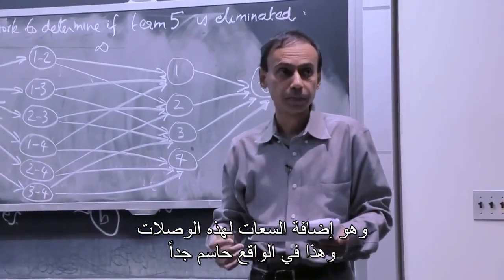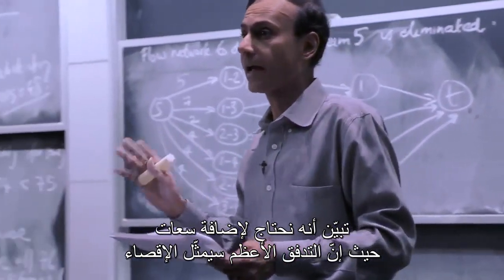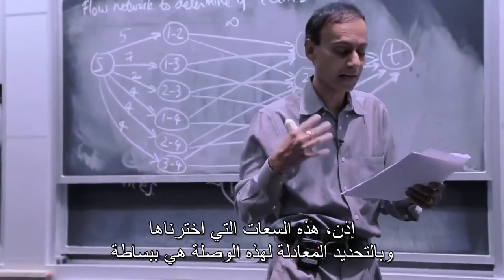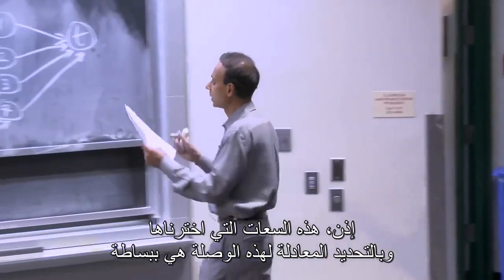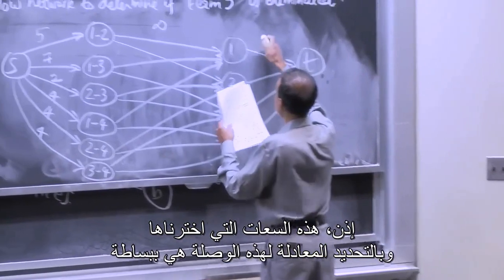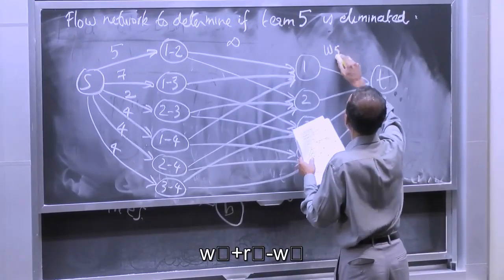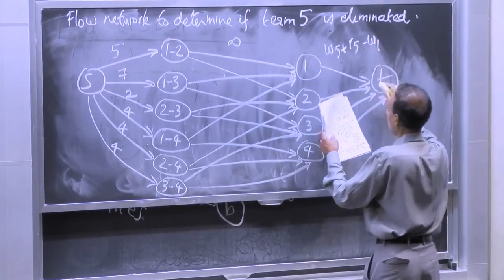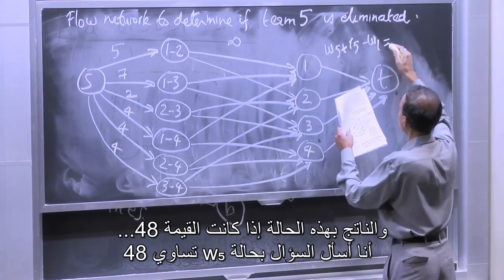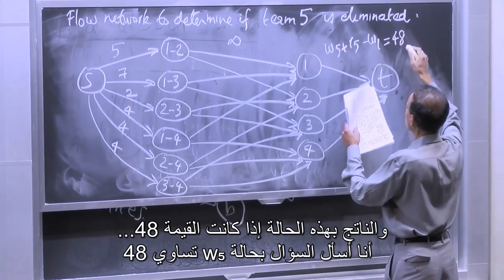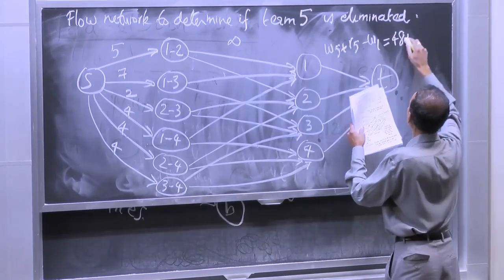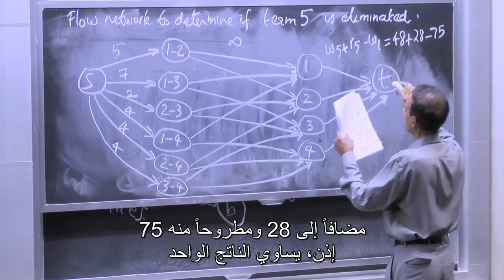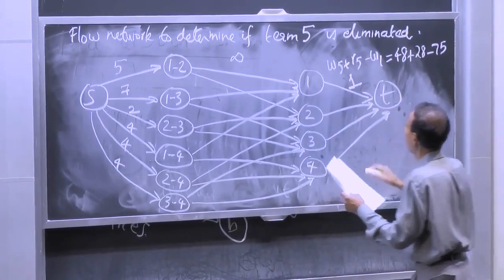And this is actually crucial. It turns out that we have to add capacities such that this max flow is going to represent elimination, right? So these capacities have to be chosen. And in particular, the equation for this is simply W5 plus R5 minus W1, right? And in this case, if it's 48, I'm asking the question for 48 for W5 plus 28 minus 75, right? So that's 1, okay?